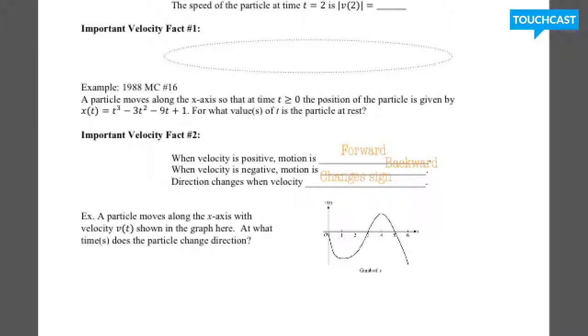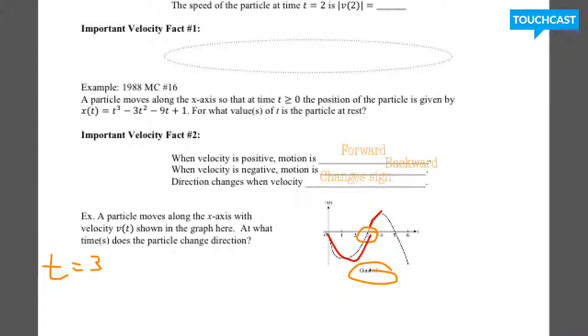So here's an example. A graph of v of t is shown here. At what time or times does the particle change direction? Well, the particle changes direction at time t equals 3 because the velocity changed from negative to positive. Notice that here, I'll use red. Before time equals 3, the velocity was negative, meaning velocity was below the time axis. And right at time 3, the velocity all of a sudden has become positive. It becomes above the x-axis.